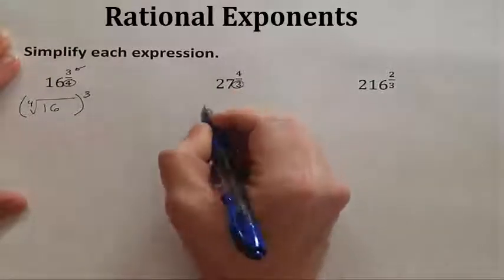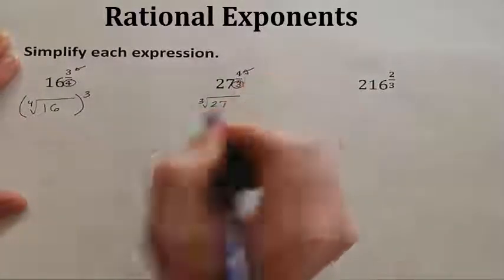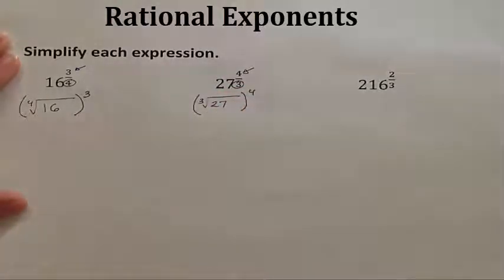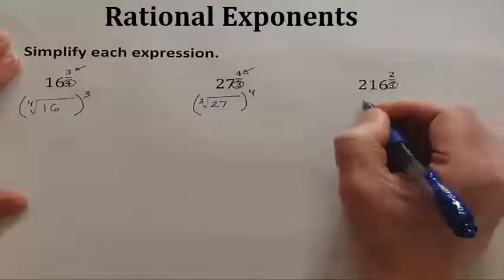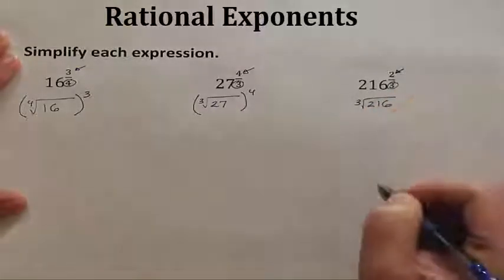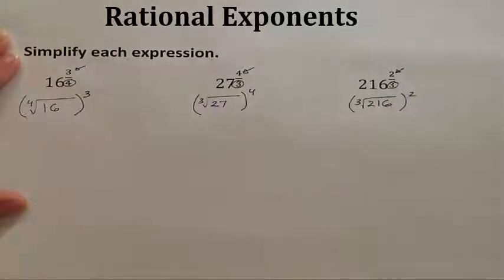The denominator is the root, so this is the third root of 27. What do I do to this new numerator? That is what I put to the power of. My denominator is a 3, so this is the third root of 216. What do I do to this new power? I put all of this in parentheses and I raise it to that second power. So now I have 3 brand new problems that I need to solve.